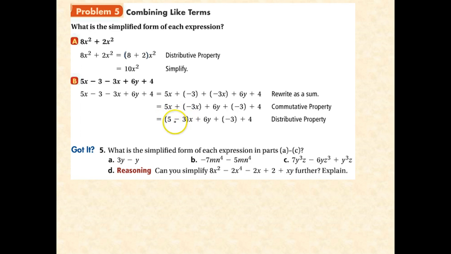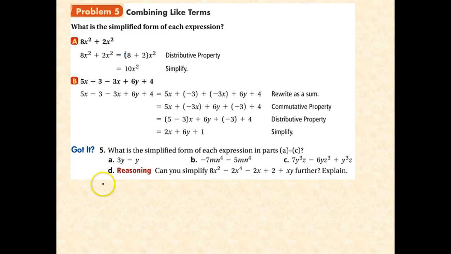5 minus 3 are the coefficients of x. So 5 minus 3 is 2. So we get 2x plus 6y, and then negative 3 plus 4 is 1. No like terms, no parentheses, so this is in simplest form. Alright, pause and see if you can do this one.